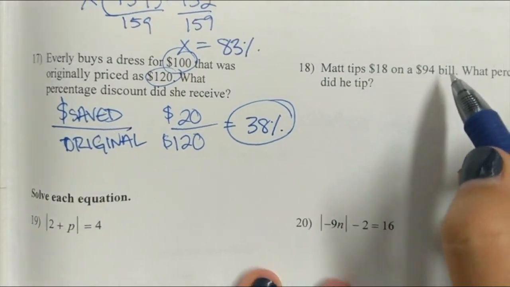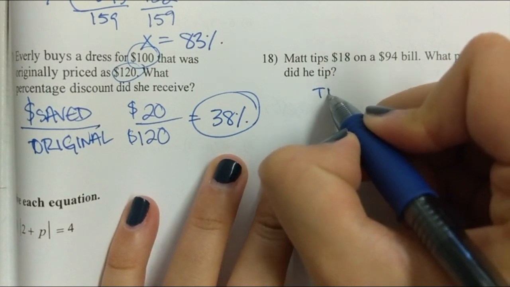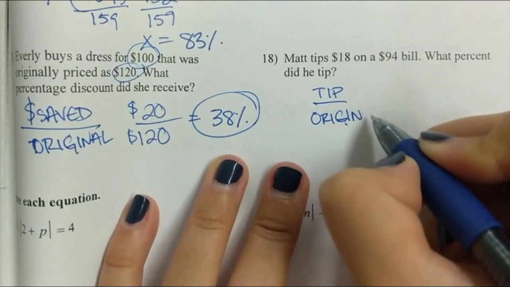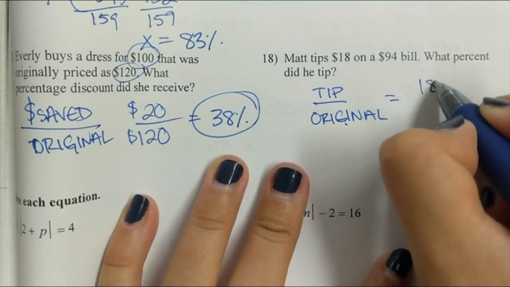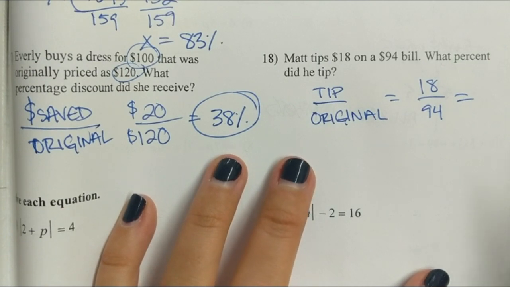Matt tips $18 on a $94 bill. What percent did he tip? Tip, divide, original. So you get 18 over 94, and that is 19%.